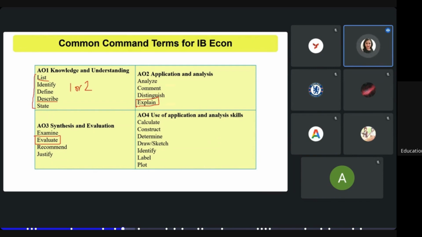So if you cannot remember this list, I understand. At least remember that 1 or 2 mark questions are AO1s. We do not go into detail. We do not make a diagram unless they ask us.